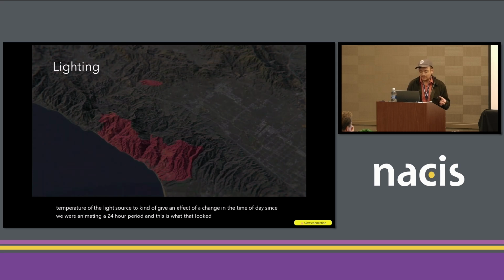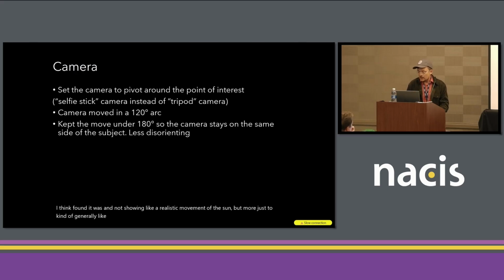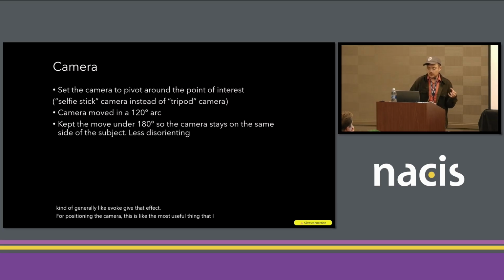I found it was not about showing a realistic movement of the sun, but more just to generally give that effect. For positioning the camera, this is the most useful thing that I learned in terms of doing any sort of 3D visualization: in most 3D software, the camera defaults to having its pivot point be the camera itself. So it works like the camera's on a tripod.